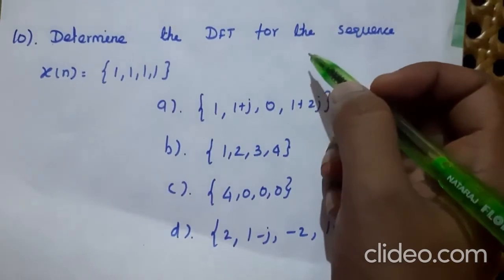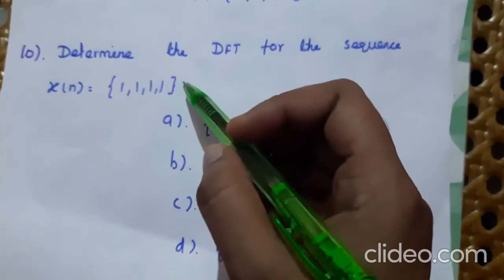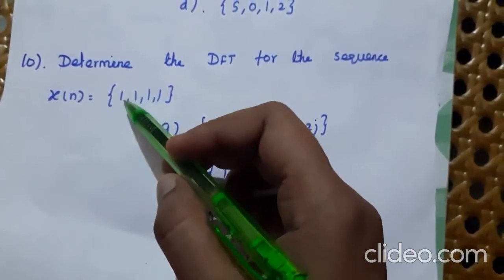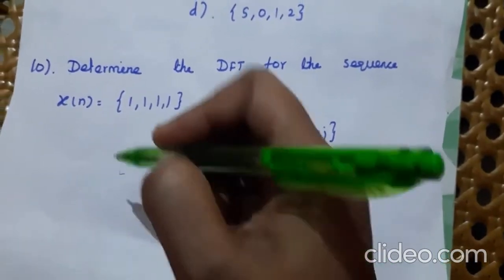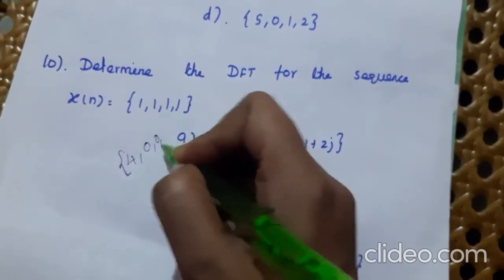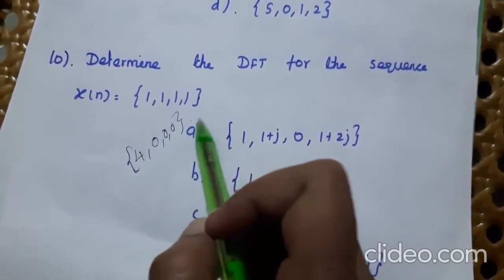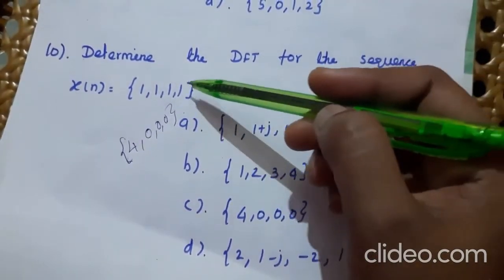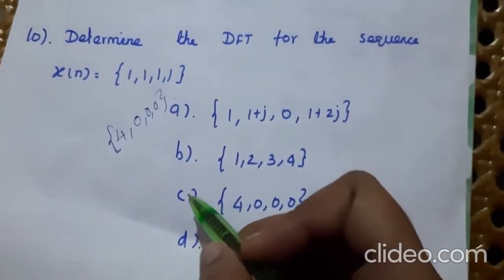Next question: determine the DFT for the sequence x of n equal to 1, 1, 1, 1. The easiest method for this kind of question is that the sequence x of n consists of all ones, here four ones, so the answer is 4, and the remaining three are 0. If the sequence had 8 ones, it would be 8 followed by 7 zeros. Here it is a 4-point sequence with all ones, so the answer is 4, 0, 0, 0. So the answer here is C.